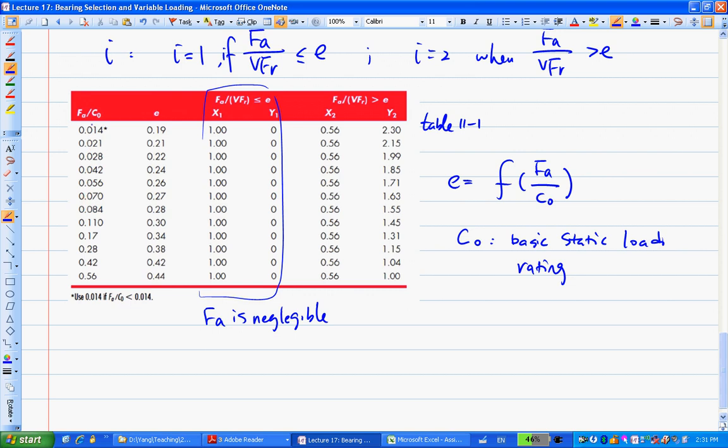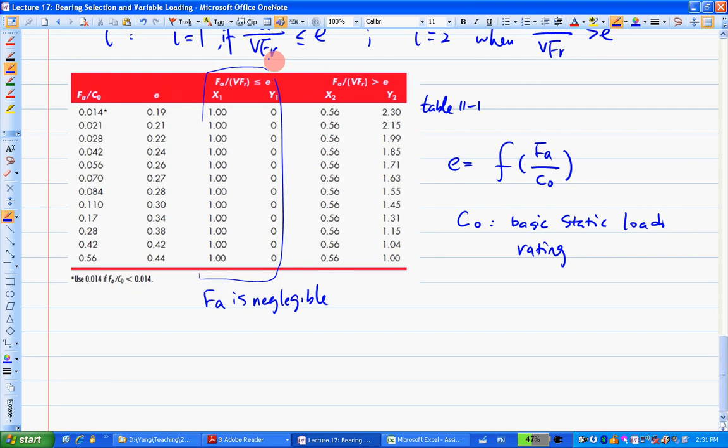Okay, so now the question is, how do we select the bearing and what process shall we take? This table is our foundation. Everything that we do here will be based on this table. So we'll use Table 11-1 for bearing selection.